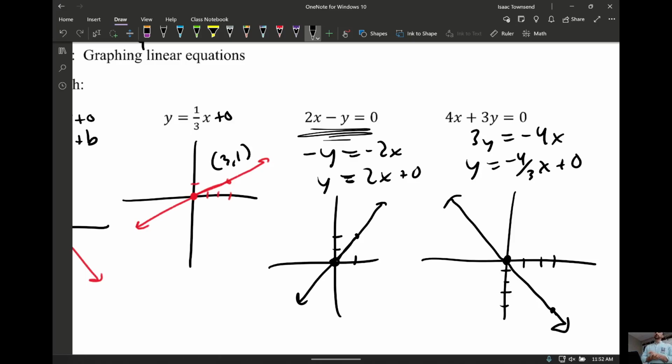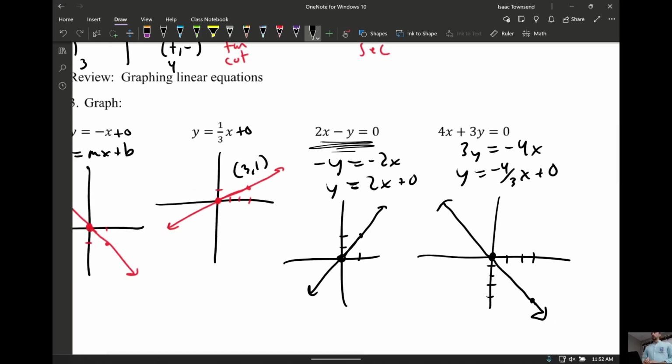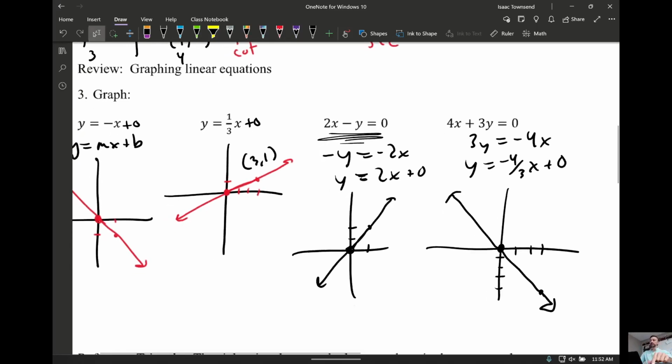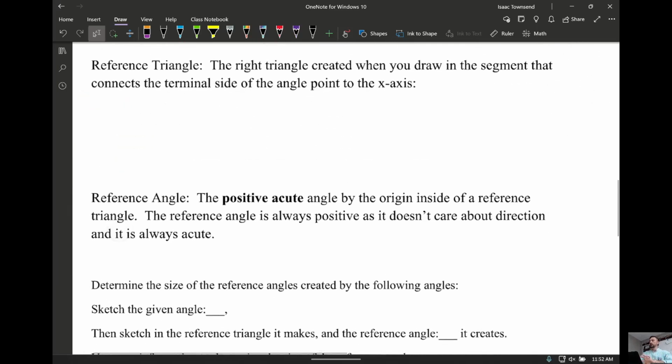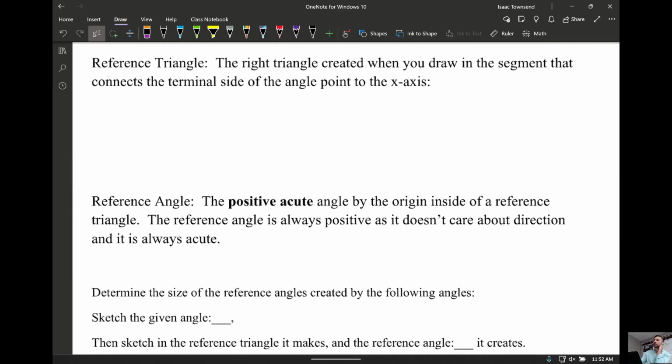Okay, any questions about graphing the linear lines? A quick review of that. Okay, the whole back page is set aside to talk about reference triangles again, and then something called reference angles. And then we can move over to the practice.